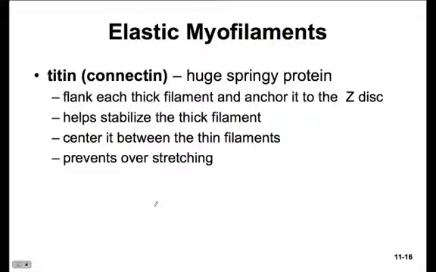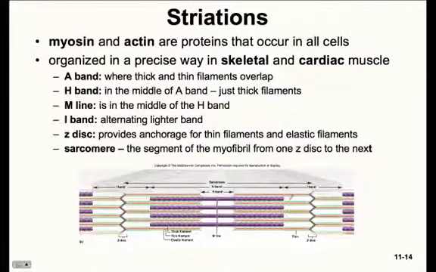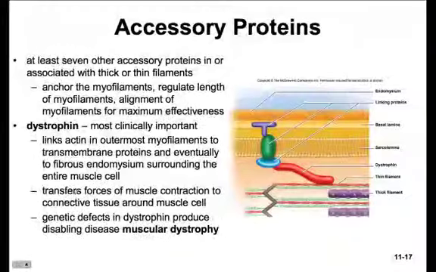It prevents overstretching. Basically, without this, once the sarcomere got very long, these rowers could simply row off the end of the actin filaments and the whole thing would fall apart. In addition, there are some accessory proteins.